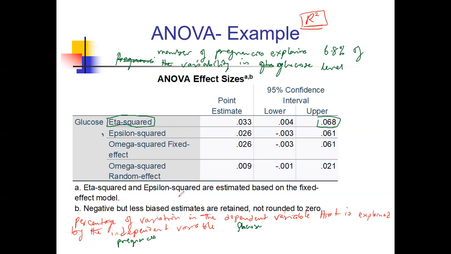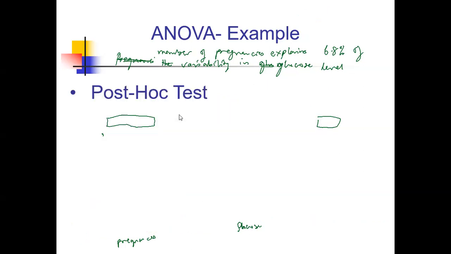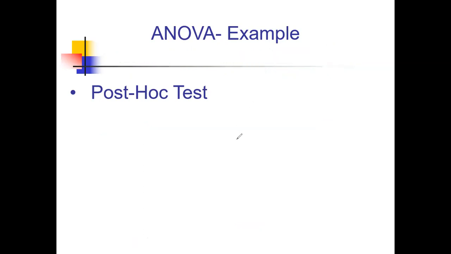Now let's try to speed up a little bit. Go to the next slide. I'm assuming there's no question here. So you see this interpretation is exactly the same thing as we did for R squared last class, right? They are exactly the same interpretation. So eta squared is equivalent to R squared in regression. So all we know so far is that one of the groups is different from the other groups. We don't know which one.